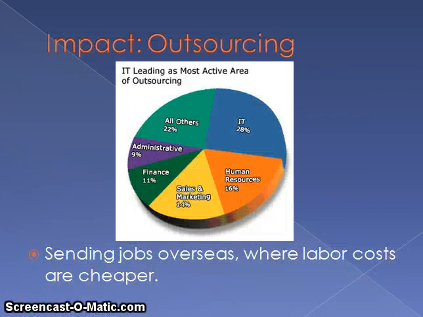And last but not least, our last impact is outsourcing. And outsourcing is when we send jobs overseas because labor costs are cheaper. We've talked a lot about how labor unions have made life good for workers in the US. But all those things like high salaries and benefits, they also cost companies more money. And so when companies send these jobs overseas, they save a whole lot of money.